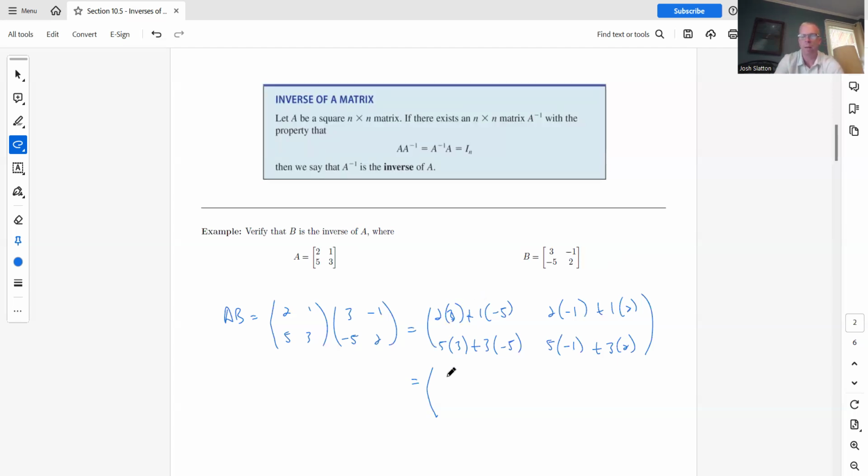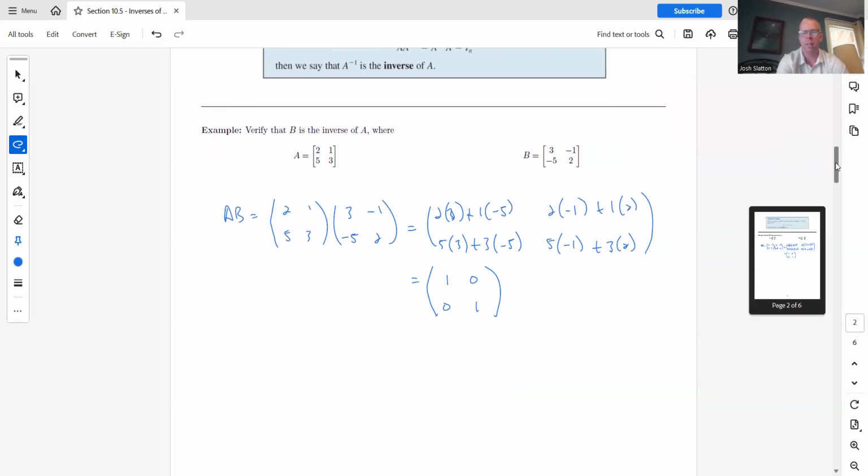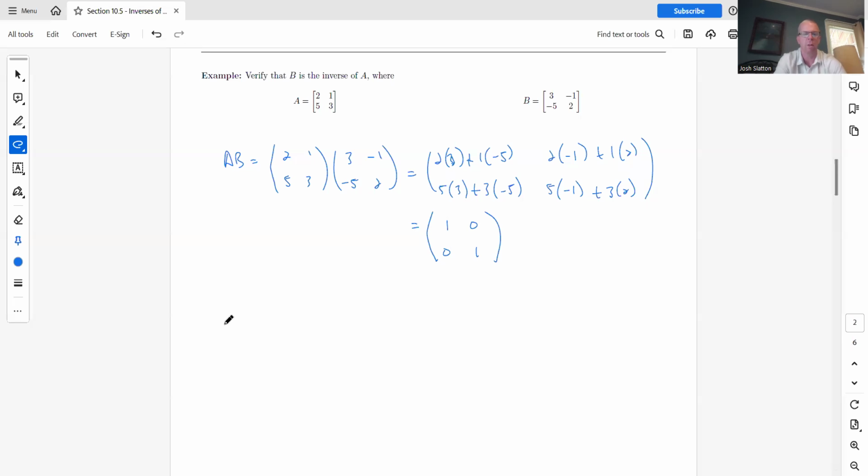So 6 minus 5 is 1, -2 plus 2 is 0, 15 minus 15 is 0, and then -5 plus 6 is 1. So we do get the identity matrix, which proves at least halfway that these are inverses of each other. But let's do the other way. So B times A. So 3, -1, -5, 2. And then 2, 1, 5, 3.